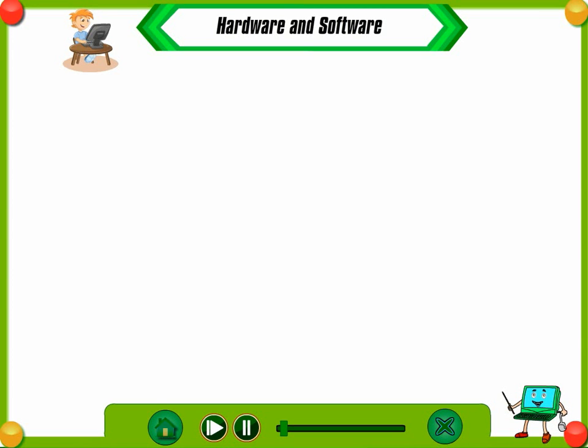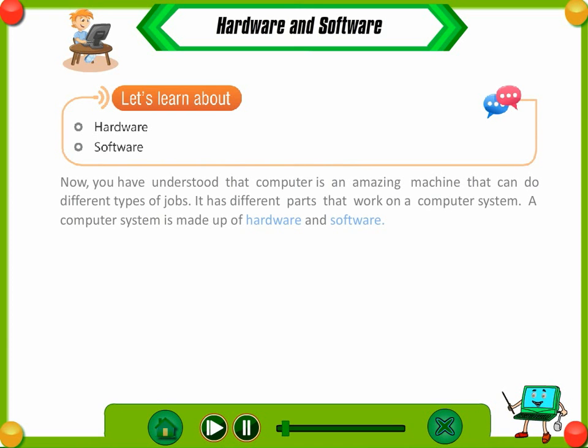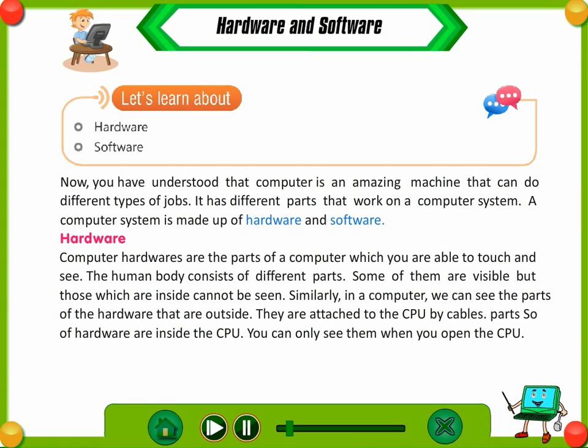Hardware and software. Let's learn about hardware and software. Now you have understood that a computer is an amazing machine that can do different types of jobs. It has different parts that work in a computer system. A computer system is made up of hardware and software. Hardware: computer hardware are the parts of a computer which you are able to touch and see.